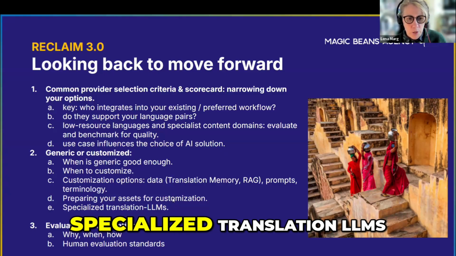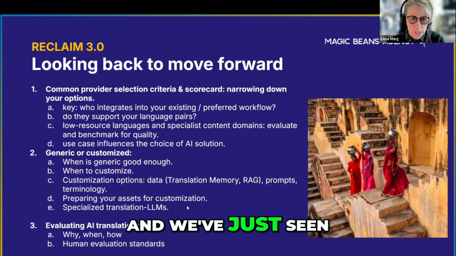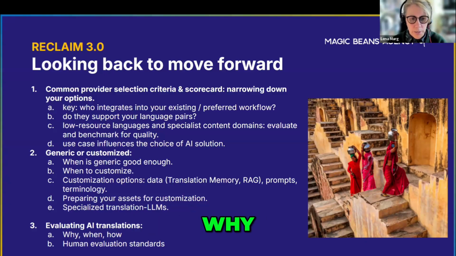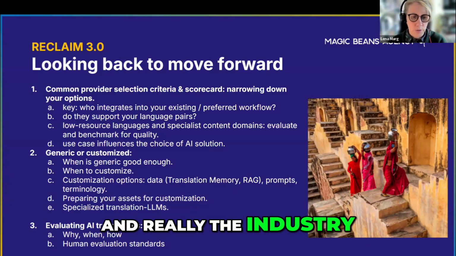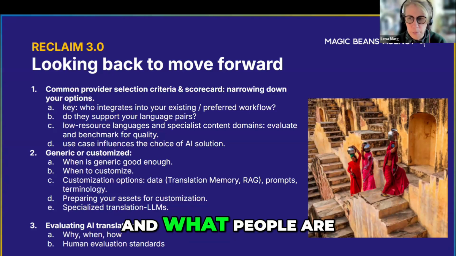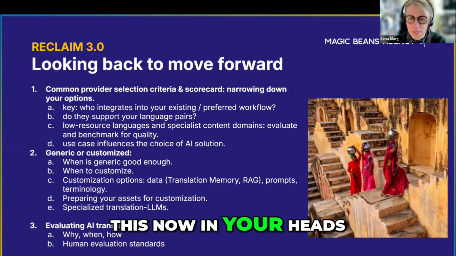And we also looked a little bit at specialized translation LLMs. Then last week, we looked at how to evaluate those models, and we've just seen that again in the homework nicely. So when to evaluate, why, and how, and really the industry standards for human evaluation, sort of where they come from and what people are commonly doing. So here we are. You've already got all this now in your heads.